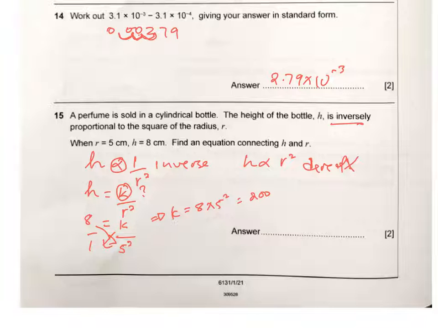Our k is 200, but we do not want k. We want to find an equation which connects these two. So we go back to our equation to say h is k over r squared, but I know now k is 200. That means my equation becomes h equals 200 over r squared. I want you to differentiate between the square of something and square root. When it's square root, that's when you use the symbol for square root, but for square, we just put power 2, okay? Right.